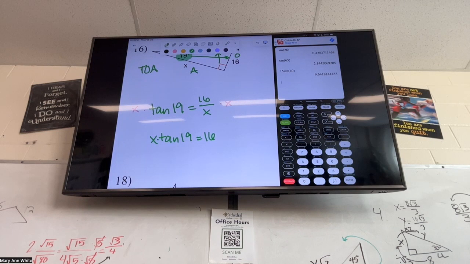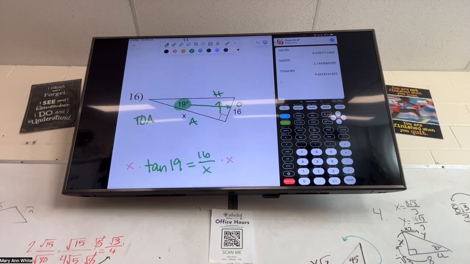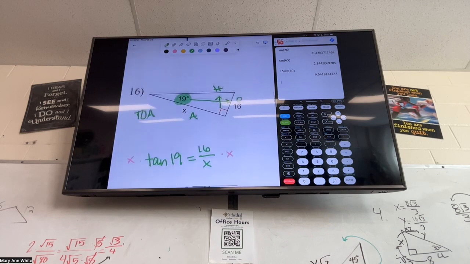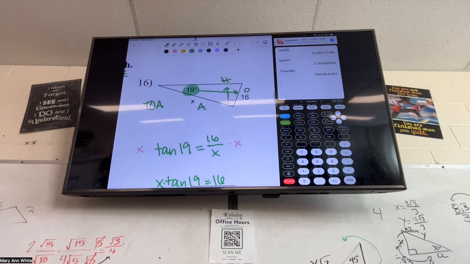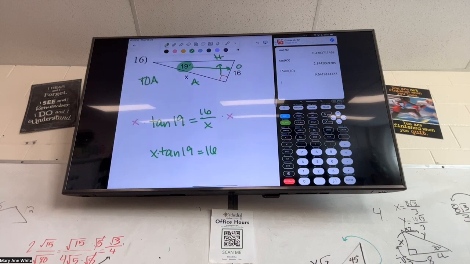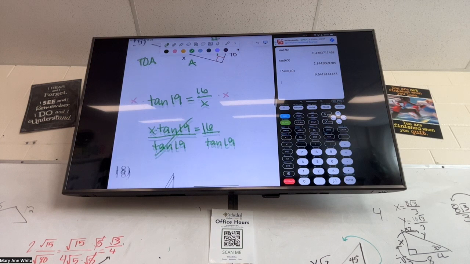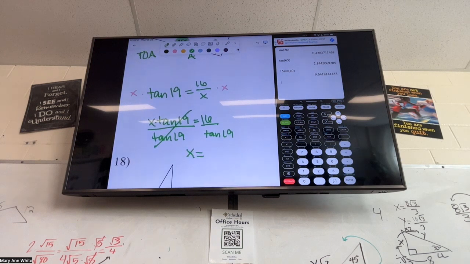Where did I lose you, Cameron? On the calculator, like, divide, where do you look at 15? Oh, wait, that's divide. Okay. We're gonna divide it from both sides. So we're gonna divide tan 19 because it's being multiplied right now. We're gonna do the inverse operation and divide. So you're gonna literally go put in your calculator 16 divided by tan 19.